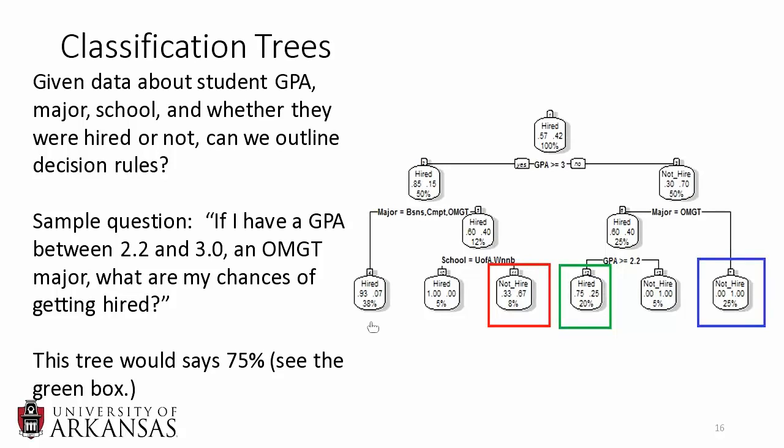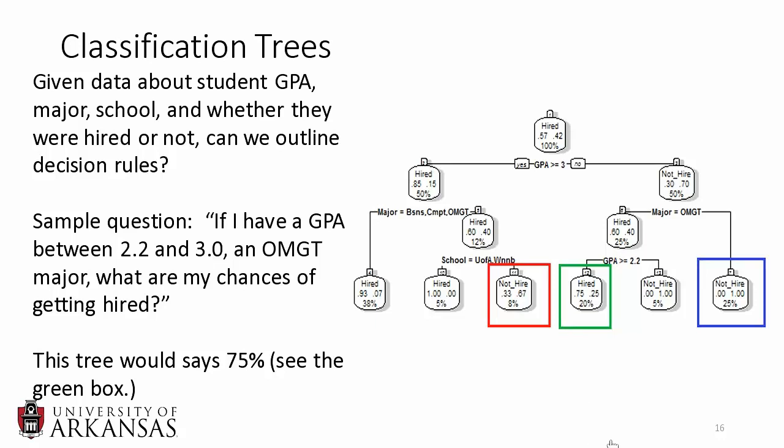So we've got our sample question. I've got a GPA between 2.2 and 3.0 and an OMGT major. What would this model say my chances of getting hired are? Well, we start out here. Your GPA is less than 3.0, so you go down here. Then this split is on major, the OMGT major, so it goes down here. Then there's one more split on GPA, whether it's better than 2.2 or not, and yours is. So you end up down here in the green box with 20% of the pool, and this gives you about a 75% chance of getting hired, or more specifically, about 75% of the people in this bucket got hired.